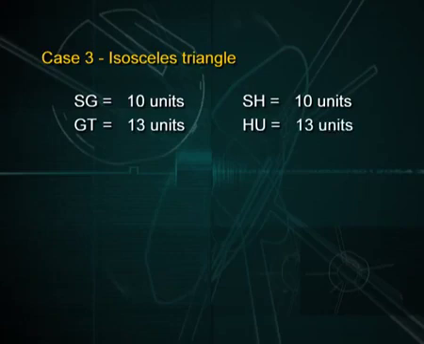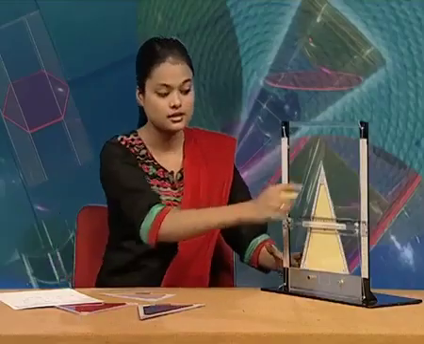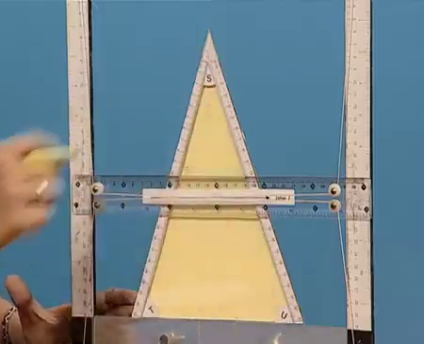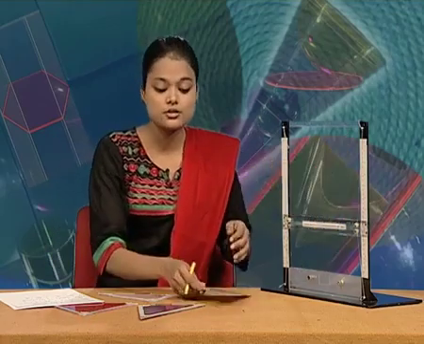So, it is clear that the ratio of SG by GT is 10 by 13 and also the ratio of SH by HU is 10 by 13, which again shows that the other two sides are divided in the same ratio. Let us take the fourth case, where our triangle is an equilateral triangle.